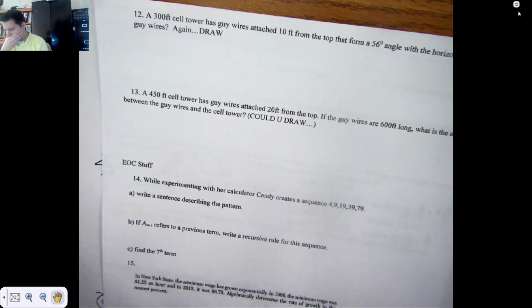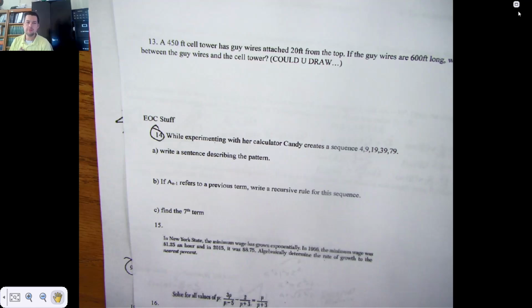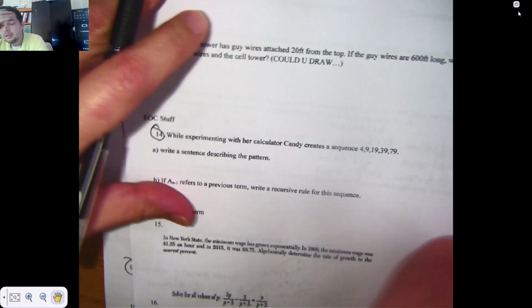What's on the back side here? You need to do 12, you need to do 13. I need to do 14 because I have not talked about recursive sequences. These are actually on your form quizzes. Who knows if I'll give you another one. I'm just so far behind.